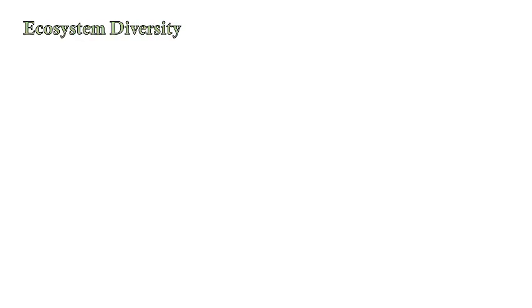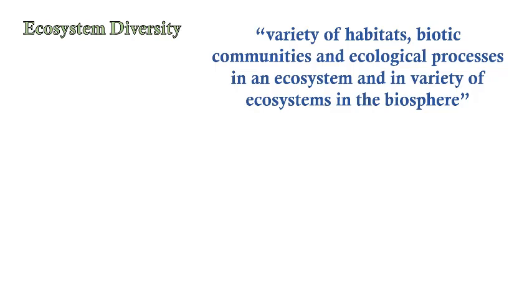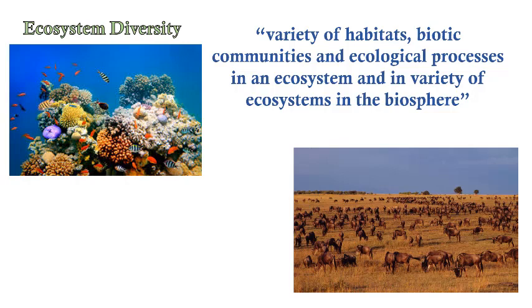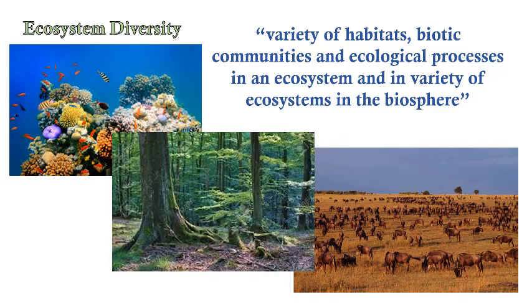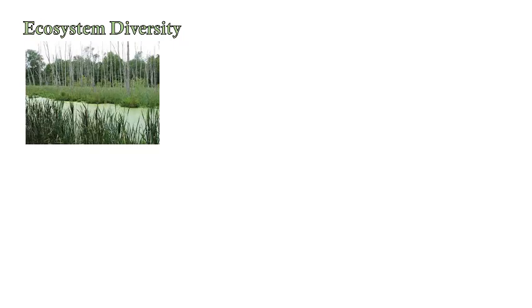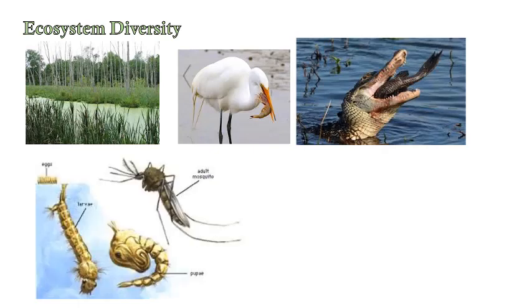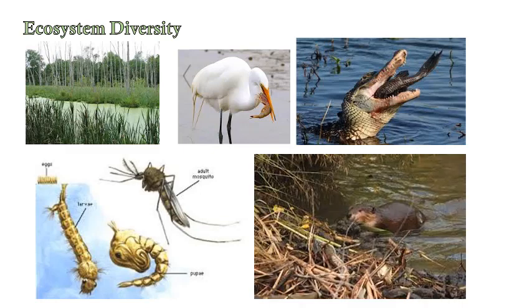Number three, ecosystem diversity refers to the variety of habitats, biotic communities, and ecological processes in an ecosystem and the variety of ecosystems in the biosphere. A proper ecosystem must consist of different organisms that live in different habitats, different feeding habits and diets, or undergo different life cycles so that at the same time they play different roles and cater to different needs in the ecosystem.